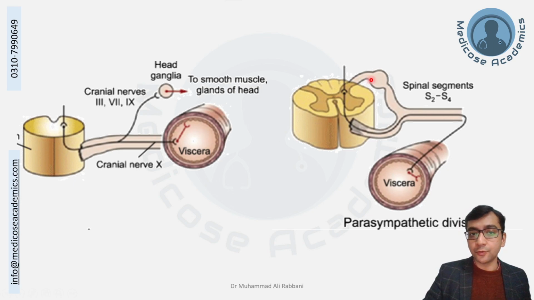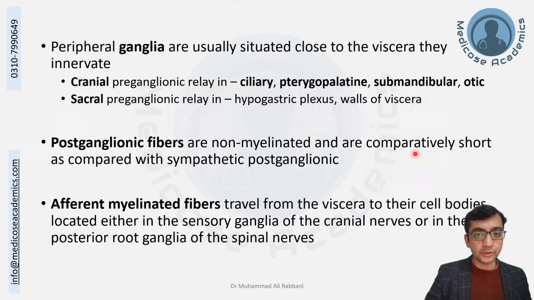The same holds true for the exiting spinal segments, and they have the initial segment the same. They will be present in the lateral horn and they will exit through the ventral root until they reach the viscera, and within the viscera they will have the postsynaptic cell body. So that is about that.